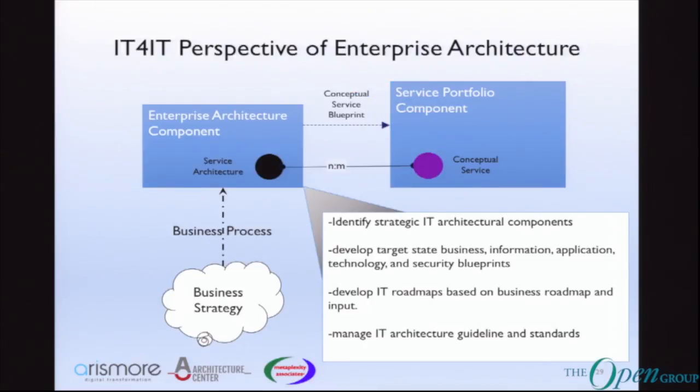So if we want to look a little more carefully at this enterprise architecture component, it will make the link between the business strategy and the service portfolio, as I said. And you can see here the main functions of this component, which is to develop the target state business, information, application, and technology. So this is quite what we can find in the ADM, phases B, C, D, and to develop the IT roadmaps based on the business roadmap.